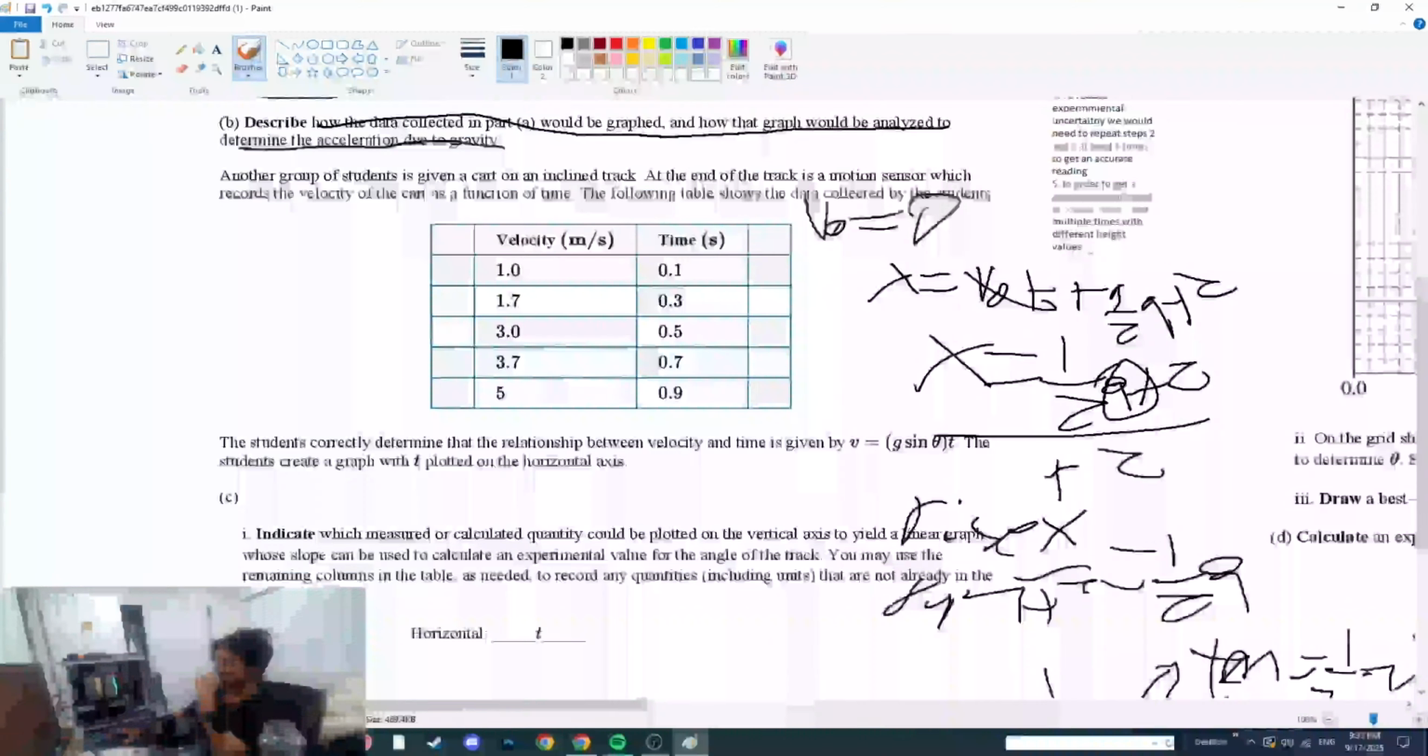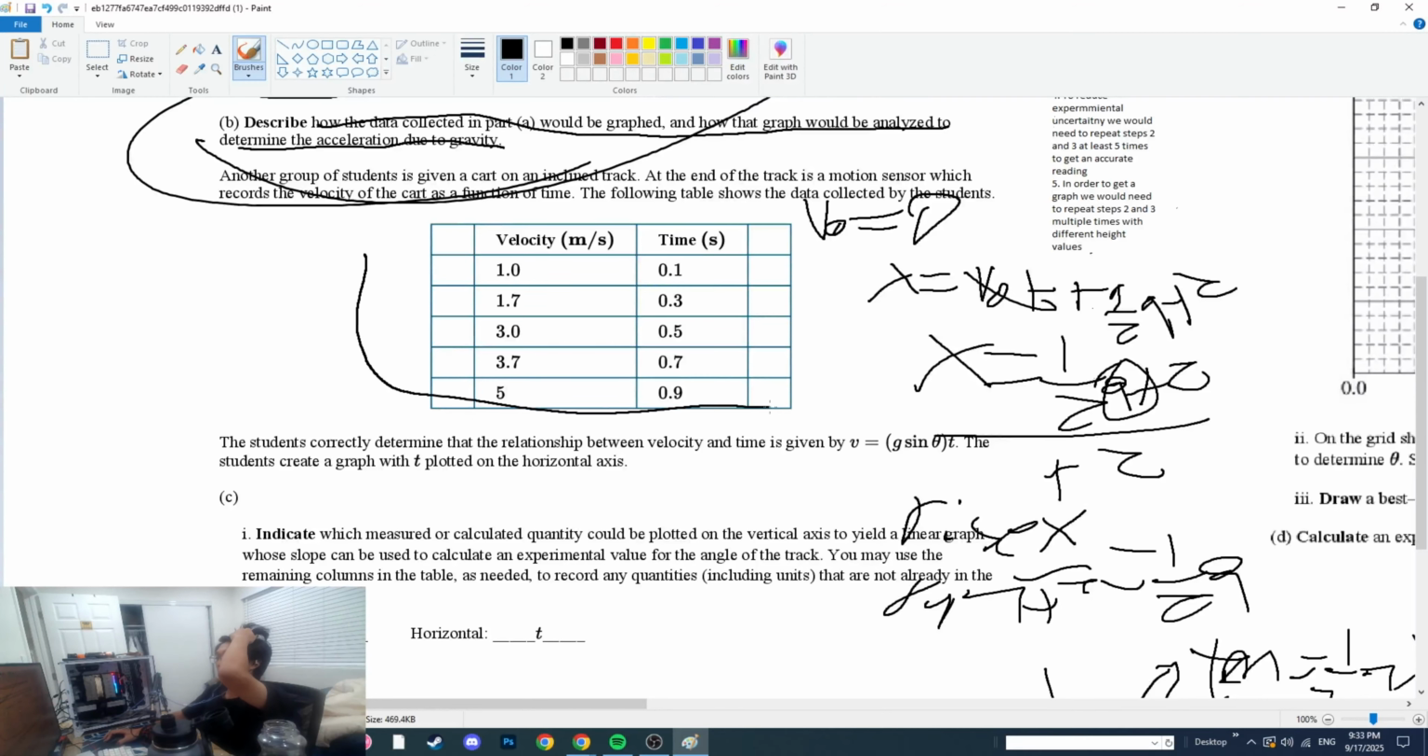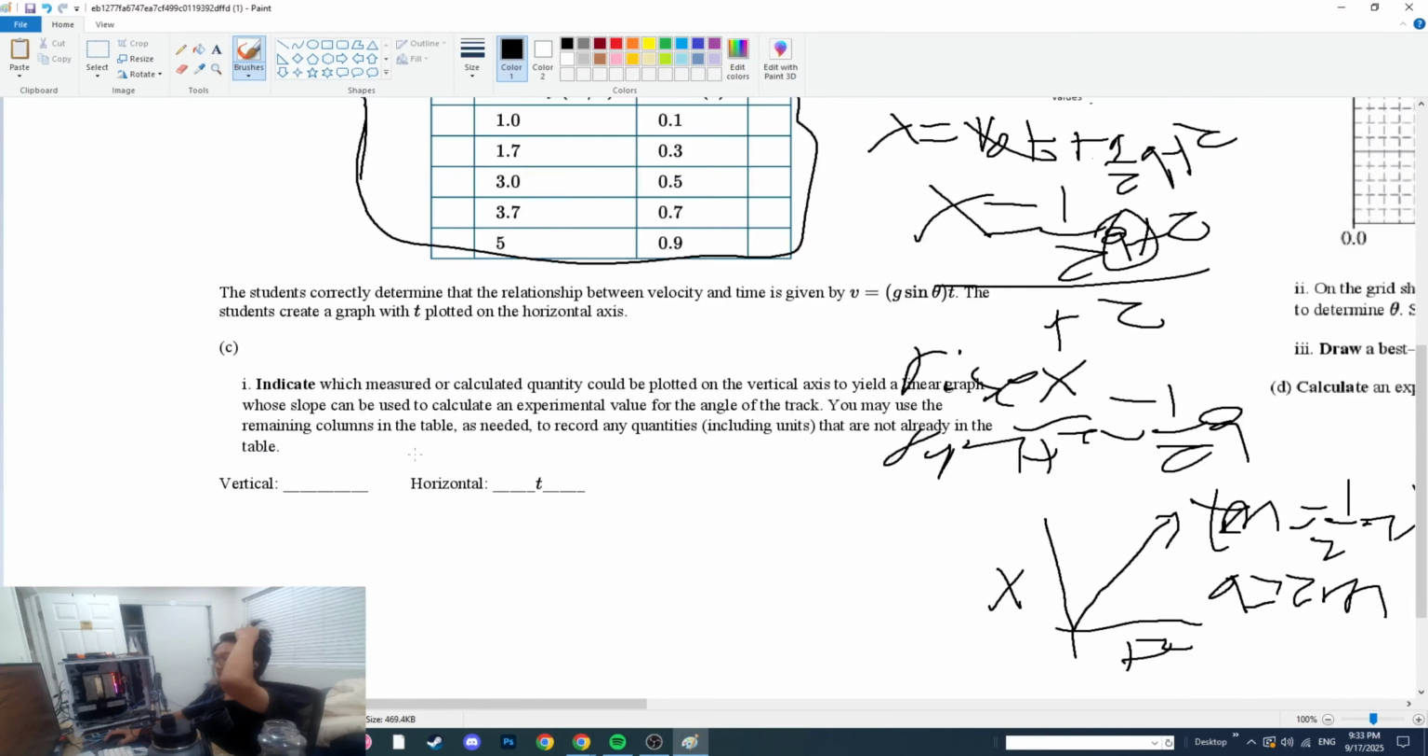And for part C, we have this new table, and we have to indicate which measured or calculated quantity could be plotted on the y-axis to create a linear graph, and the slope we could use to calculate a value for the angle of the track. We could use these values or create new values. But for this, we just need the velocity, which is in meters per second, so the vertical would just be the v. And right here we have the graph.